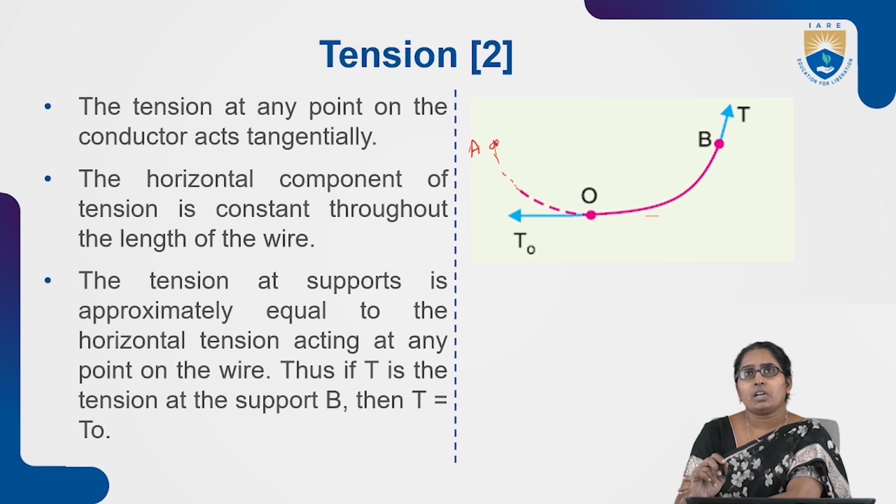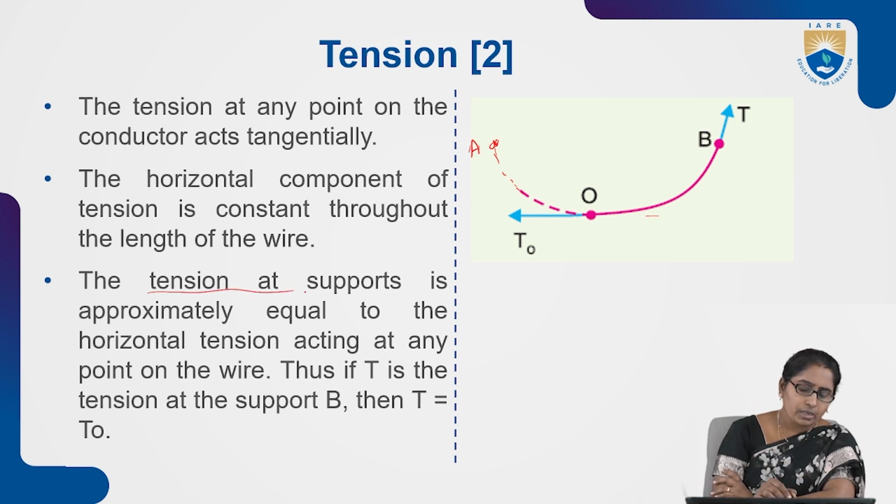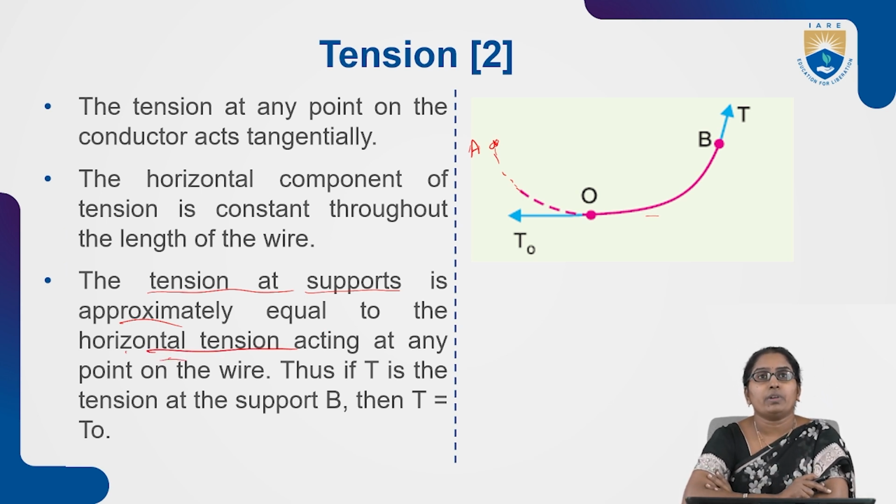Next, second point, the horizontal component of tension is constant throughout the length of the wire. So the horizontal component at every point is the same. Next, look at the third point. The tension at supports is approximately equal to the horizontal tension acting at any point on the wire. At support B or A, the tension is approximately equal to the horizontal tension acting at any point on the wire. So just take that as a note.